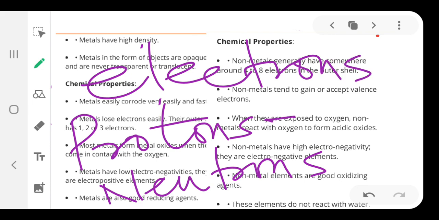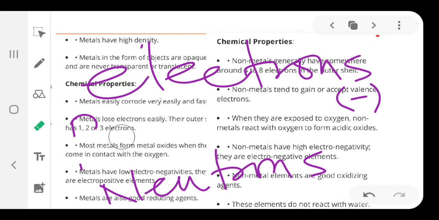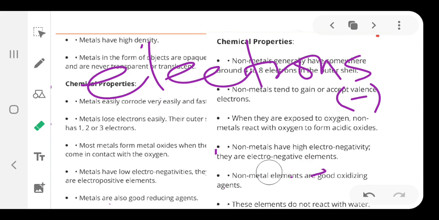So protons are positively charged, electrons are negative charge, and neutrons, as the name says, are neutral; they have no charge. Here, for the time being, just forget about protons and neutrons. There's something called electrons, and they are negatively charged. All the metals that we are going to study in this chapter tend to lose electrons.